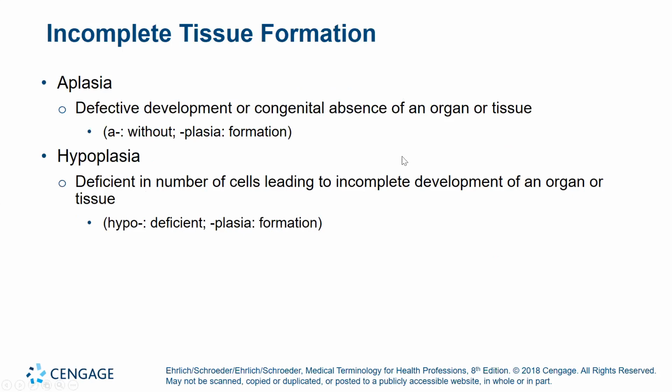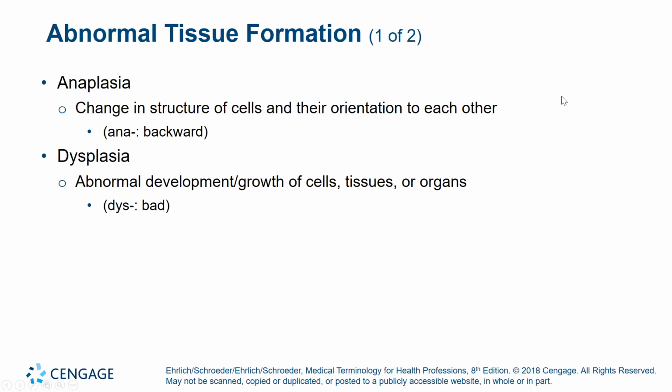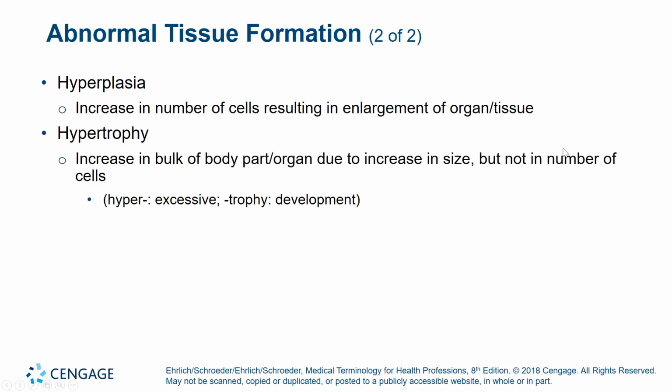So aplasia and hypoplasia. We have anaplasia, ana is backward. So a change in structure of cells and their orientation to each other. Then we have dysplasia. Dys is bad, abnormal development or growth of cells, tissues, or organs. So a few more terms for those.